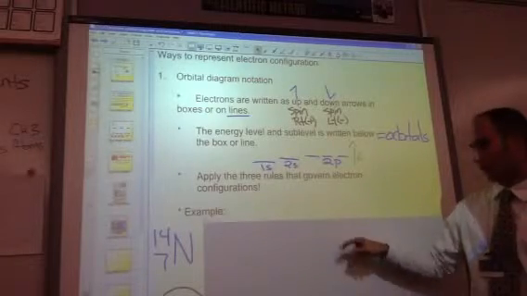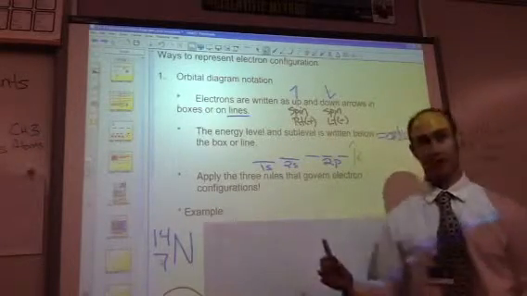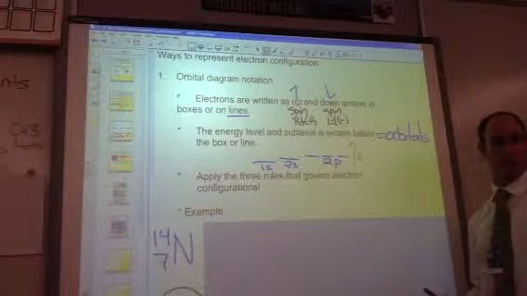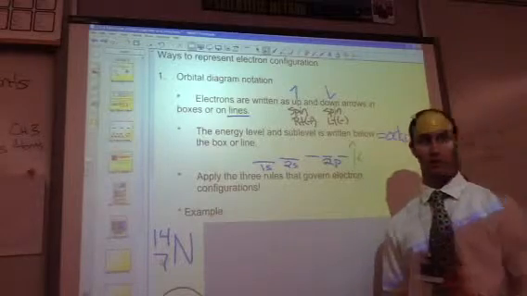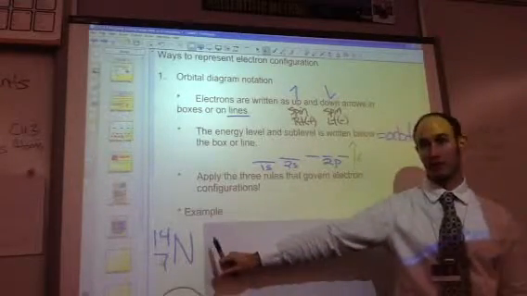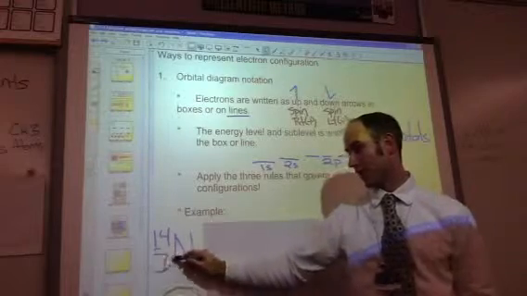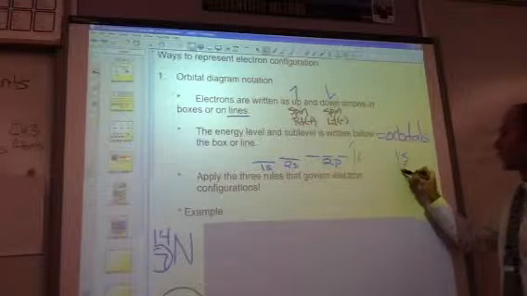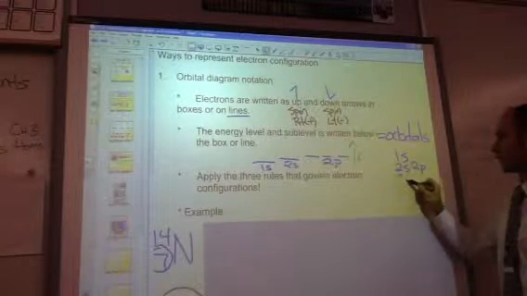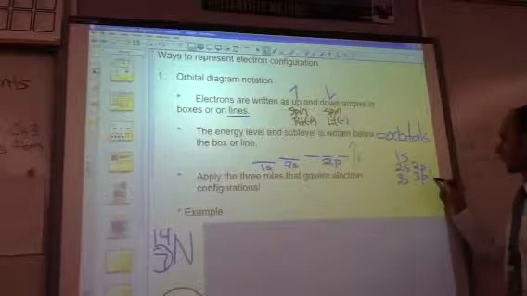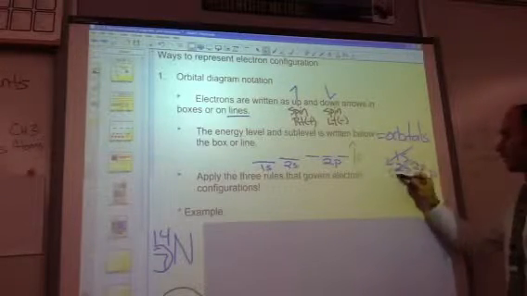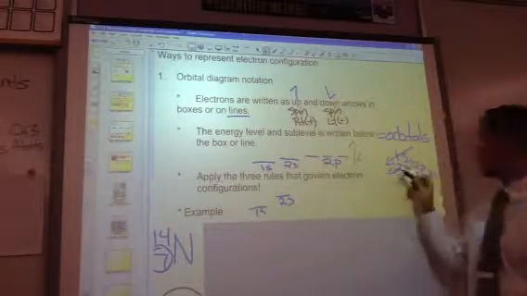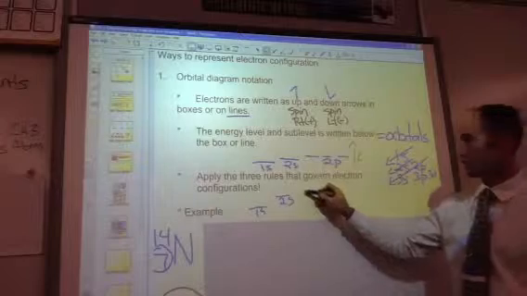So again, let's look at our example here. For nitrogen, how do I know what order to go in? How do I know what correct order to put the electrons in? First and foremost, how many electrons are in nitrogen? 7, right? I have 7 electrons in nitrogen. So, my diagram, if I go back to it, 1S, 2S, right? So I'm going to go 1S, 2S, then 2P, 3S.